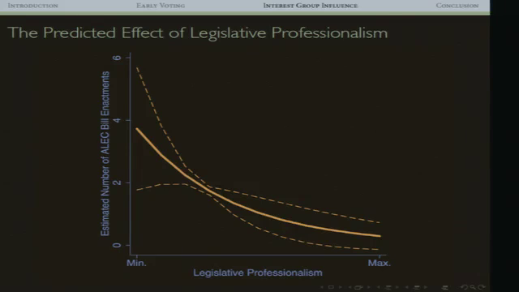And what you see is that in the states with minimal professionalization, you have around 4 ALEC bills enacted per year. And then you go to almost 0 as you go to the states that have maximal professionalization. Okay, so this is an initial result from our work, and this is very interesting to political scientists because we want to understand what factors determine when interest groups much more generally have power in the political process.